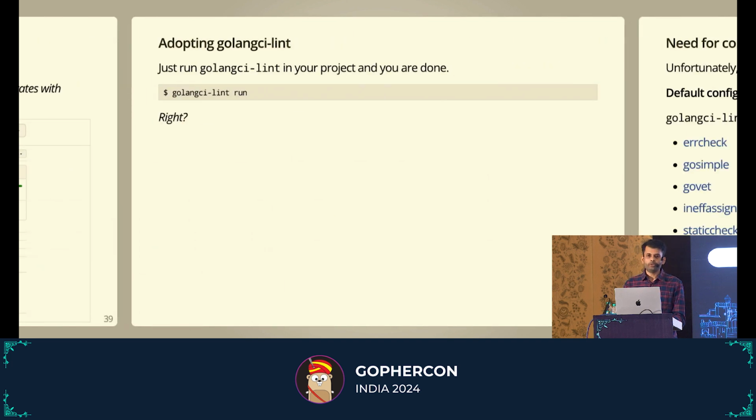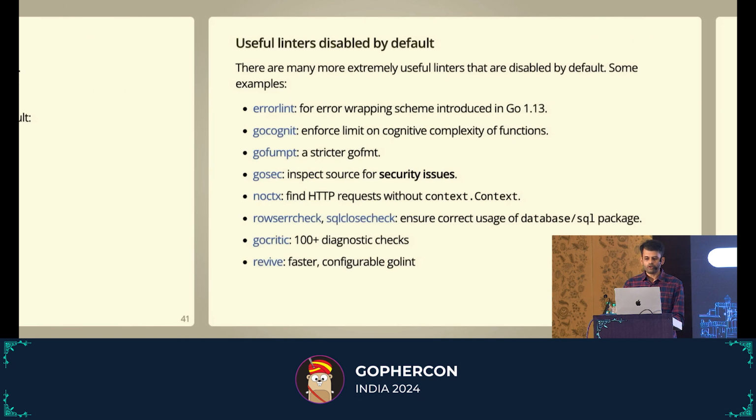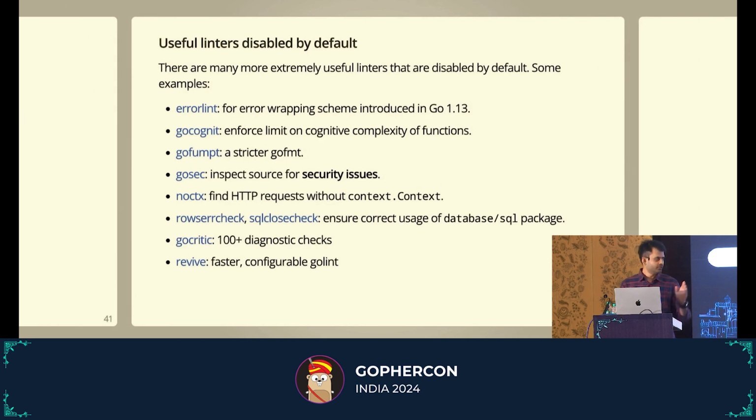Now, if you're thinking of adopting golangci-lint, you might think that all you need to do is run the binary in your project and you'd be done. But unfortunately, that's not enough. By default, golangci-lint enables a small subset of the linters that are supported. These linters are quite useful and valuable, but there are a lot of other useful linters still disabled. The list that I have here is by no means exhaustive. There are many more that are worth enabling. We already looked at rowserrcheck. There's a similar sqlclosecheck, which helps with ensuring correct usage of the database/sql package.